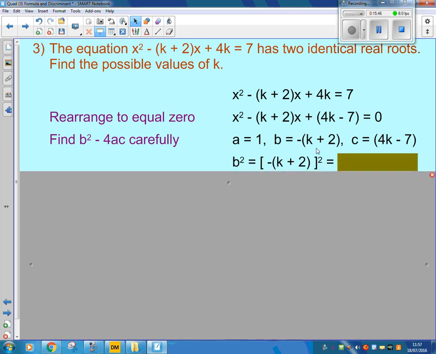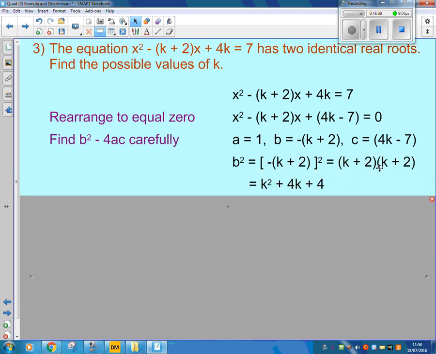Now, be careful. When we're squaring it, we're timesing it by itself. So you're going to be multiplying a minus by a minus, which makes a plus. So in effect, what you're doing is minus k plus 2 multiplied by another minus k plus 2. Well, minus times a minus makes a plus, so you're left with k plus 2 times k plus 2. Let's expand it. k times k, k squared, 2k, another 2k is 4k, 2 times 2, 4.